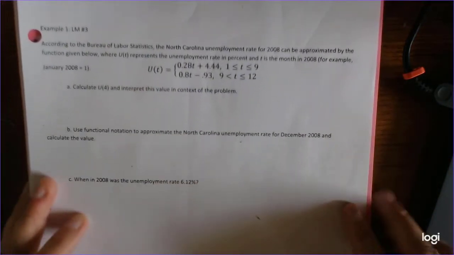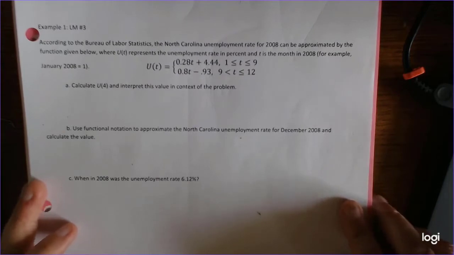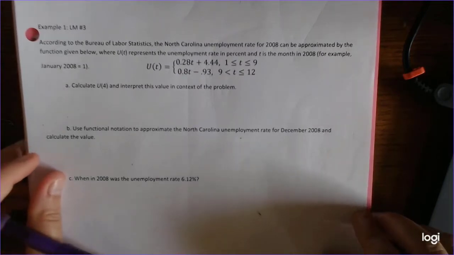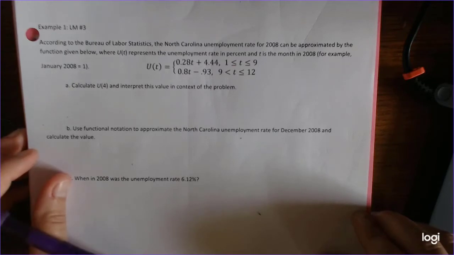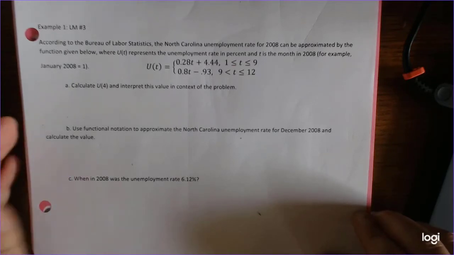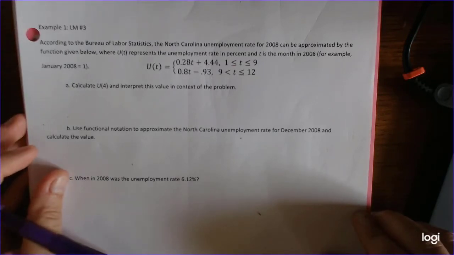Now we will look at some examples. I took this from the lab manual. It's currently lab manual number 3 in the piecewise section, and it's a word problem. According to the Bureau of Labor Statistics, the North Carolina unemployment rate for 2008 can be approximated by the function given below, where U of t represents the unemployment rate in percent and t is the month in 2008. Example, January 2008 equals 1.